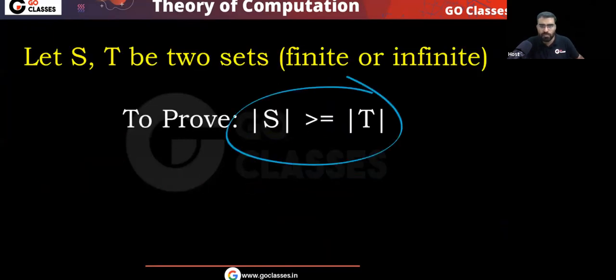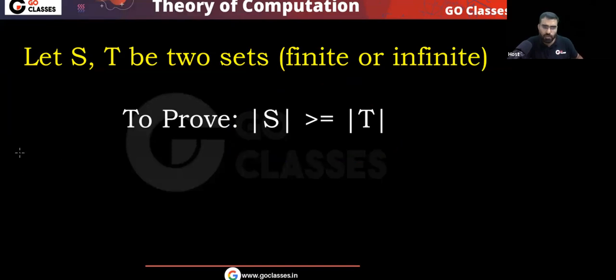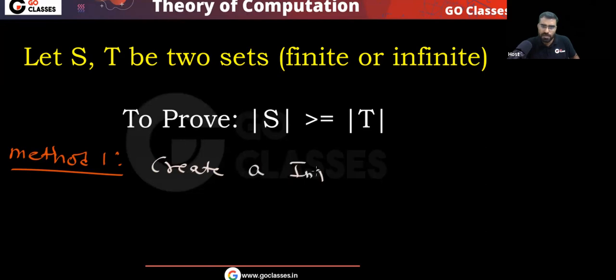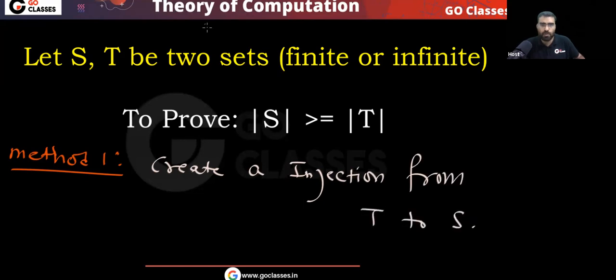If you want to prove this, then what will you do? What method will we apply? We can give an injection from T to S. Yes or no? Create an injection from T to S. If you can create an injection from T to S, that's fine. This is the method we will use.